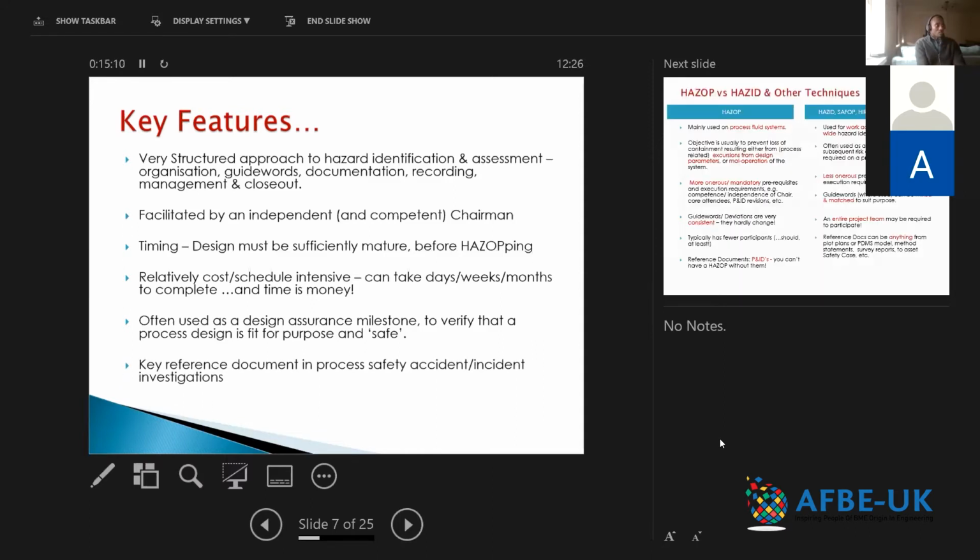Finally, one of the features is that it's a key reference document in process safety accident and incident investigations. I think what I should have added there as well is that it's a key reference document for plant. I think we'll touch on that on subsequent slides, but it's a key reference document even for plant operations. If, for example, there was an accident or an incident relating to the process, a process safety incident, the HAZOP is one of the first documents. The first question that's usually asked is, was this process HAZOPed? Can we see the HAZOP report?